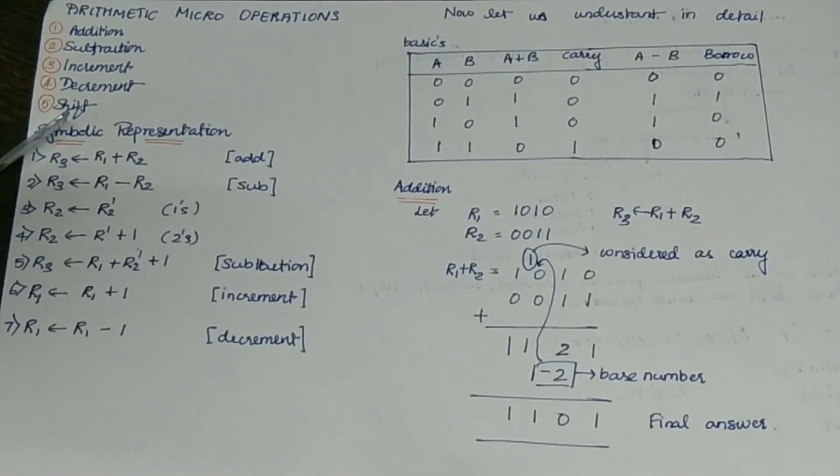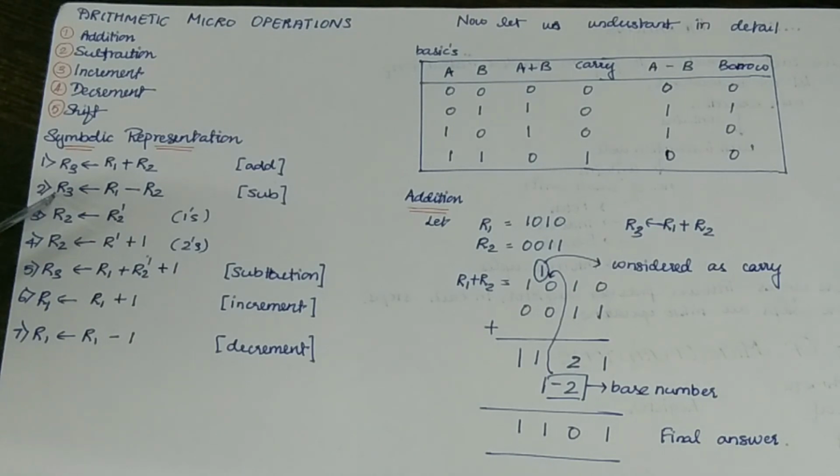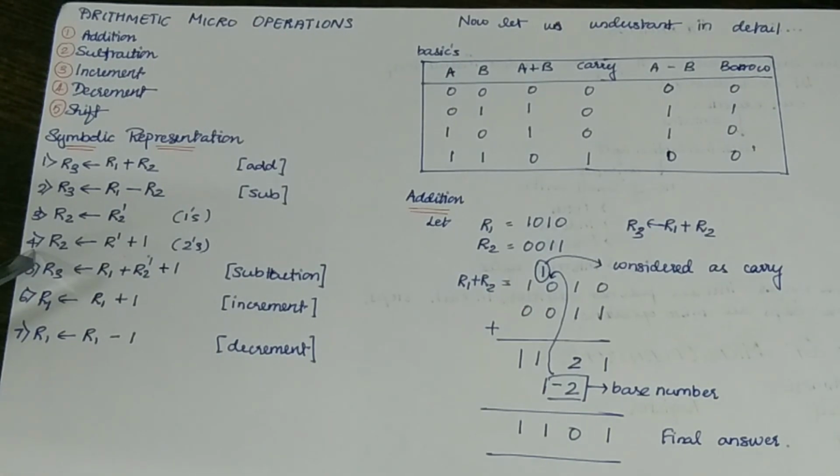The operations involved are addition, subtraction, incrementation, decrement, shift. Addition of two binary numbers of two registers is stored in another register. Subtraction of two binary numbers is stored in another register. The ones complement of binary bits in a register is transferred to the same register. The twos complement is stored in the same register.